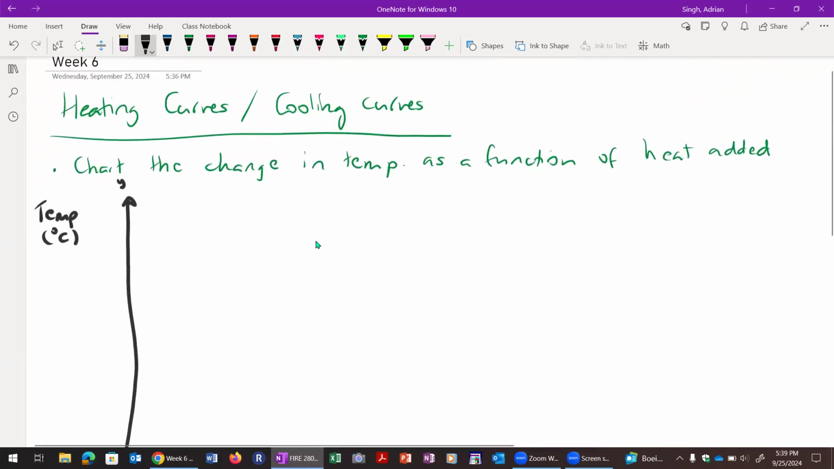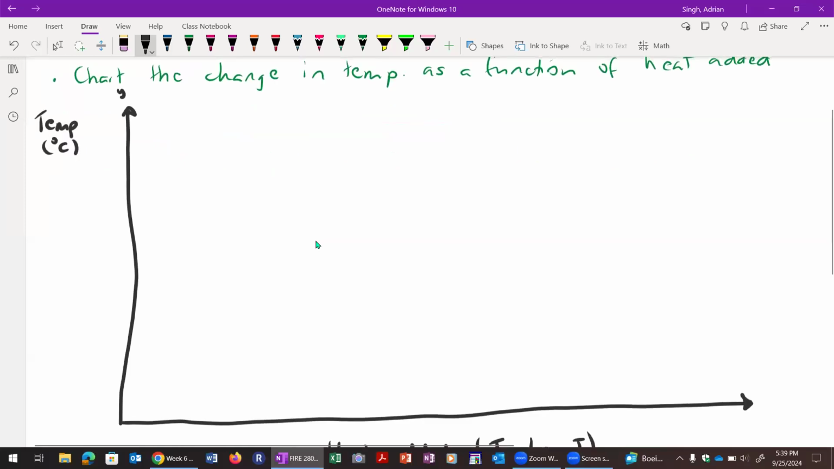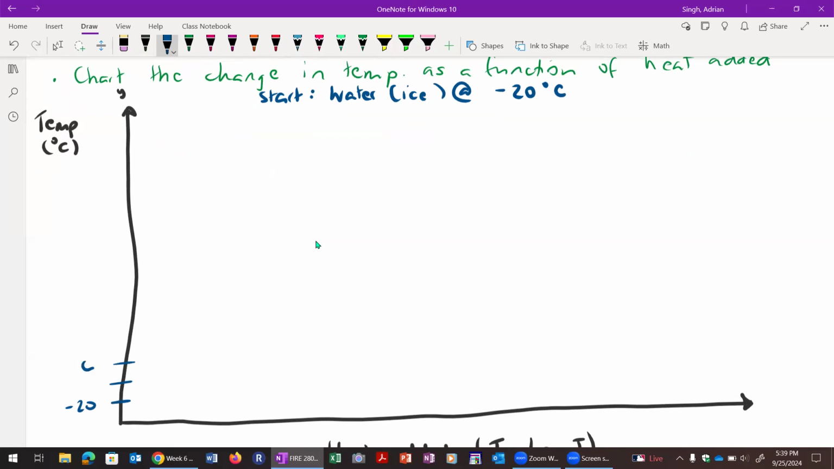So we're going to start off with, let's say we have a sample of water, specifically now ice. So that's solid water at -20 degrees Celsius. Okay, so we're going to start with this. So on our temperature scale, let's say this over here is -20, and then we go up -10. This is 0 degrees Celsius.